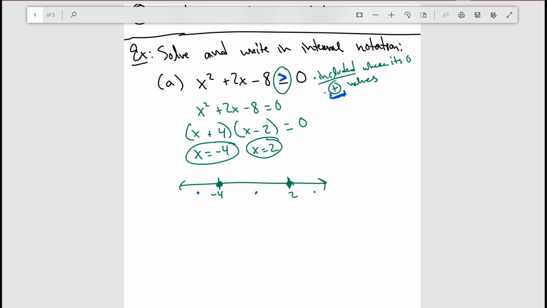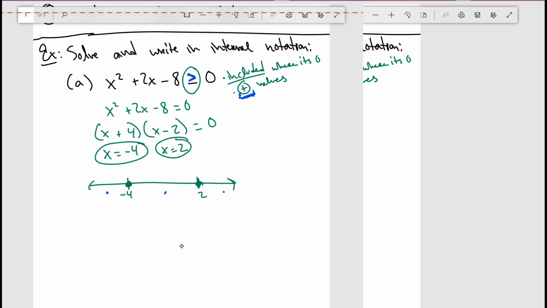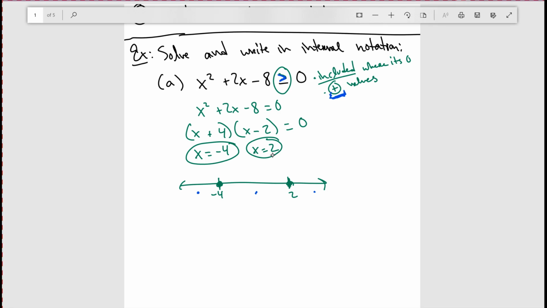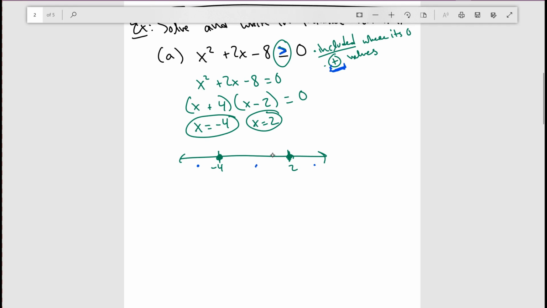Okay? So the first thing I'm going to do is plug in a value that's less than negative 4. A number that is less than negative 4 is going to be negative 5. X equals negative 5. So I'm going to put that into the quadratic expression. Negative 5. Let me write it like this.